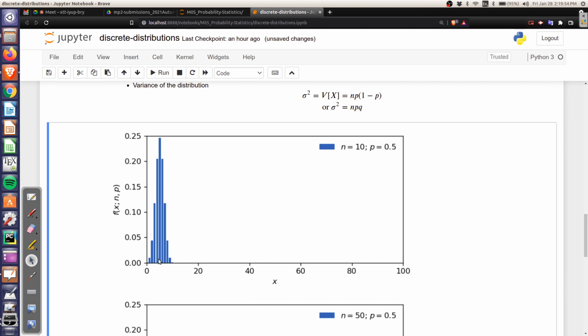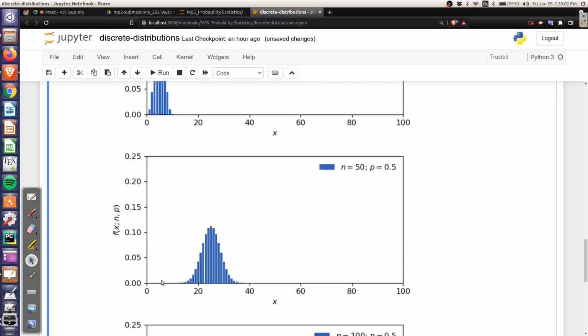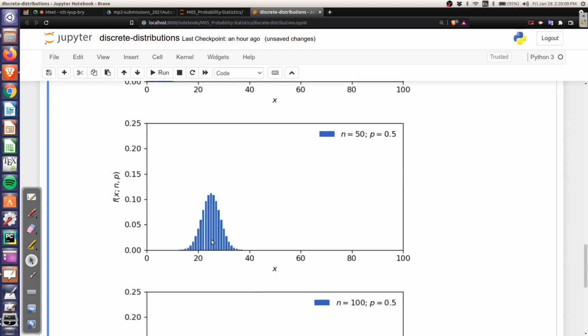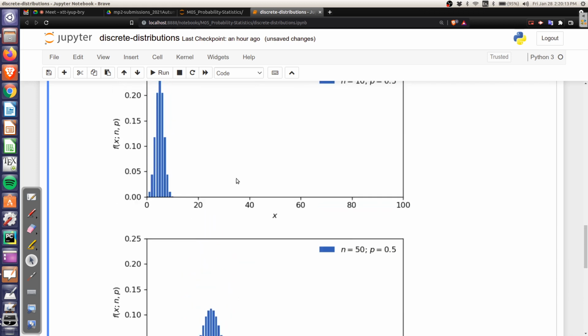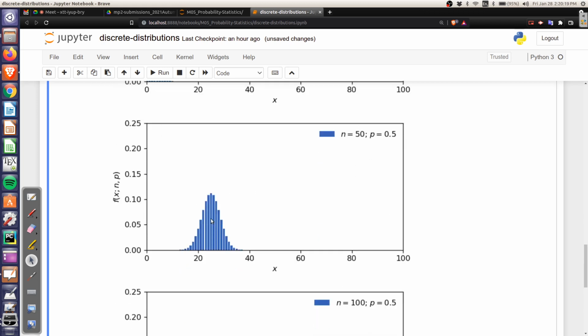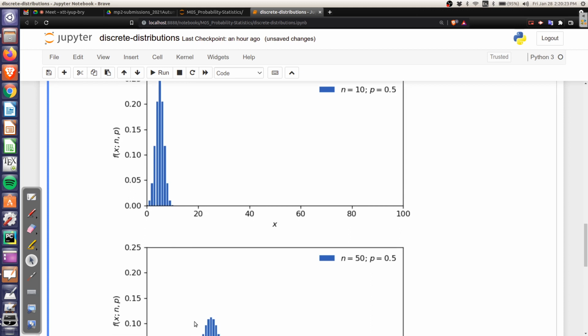For n equal to 10, we have a very high probability of getting these numbers from 0 to 10. Now I make n equal to 50. You can see the mean has now shifted. Here the mean was here, now the mean has shifted to 25, somewhere over here. When you increase the number of trials, the mean has shifted towards the right side, but at the same time, the height of the distribution has also decreased. Correct?